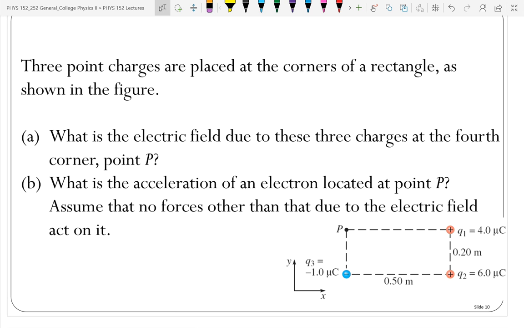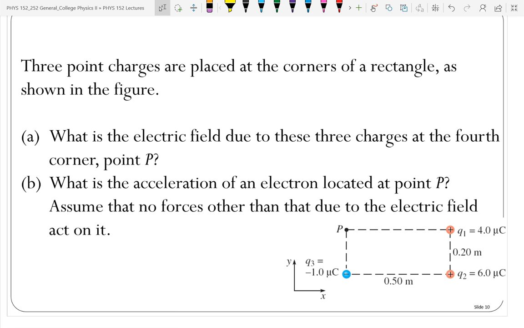All right, another practice problem, lots of problems today. Three point charges are placed in the corners of a rectangle as shown in the figure. What's the electric field due to these three charges at the fourth corner? How is this different from what you were doing in the homework that's due tonight? Instead of force, it's calculating electric field.